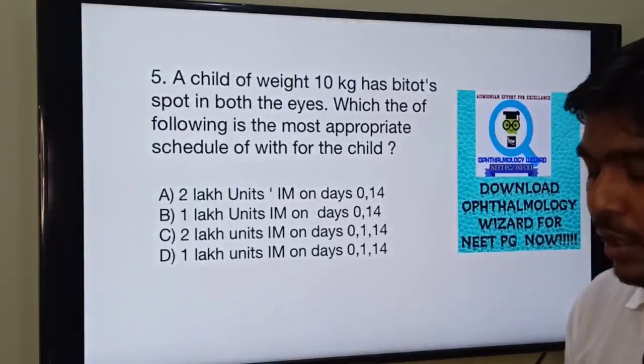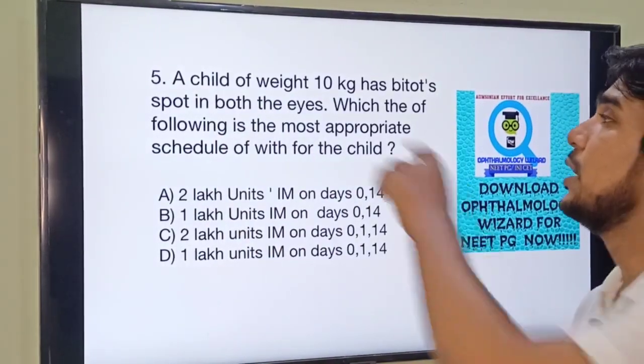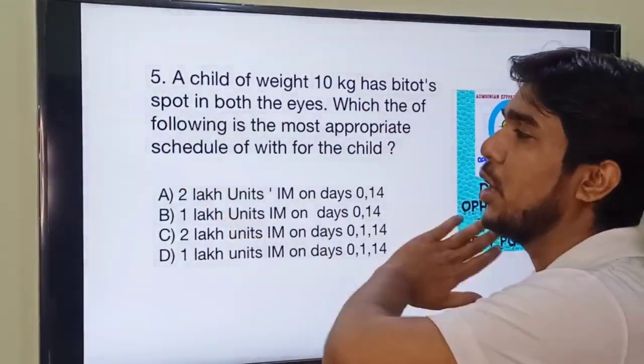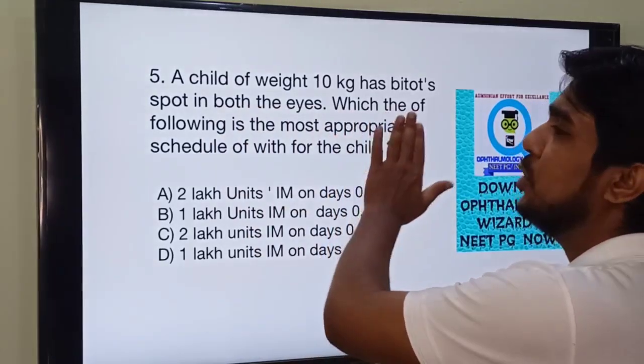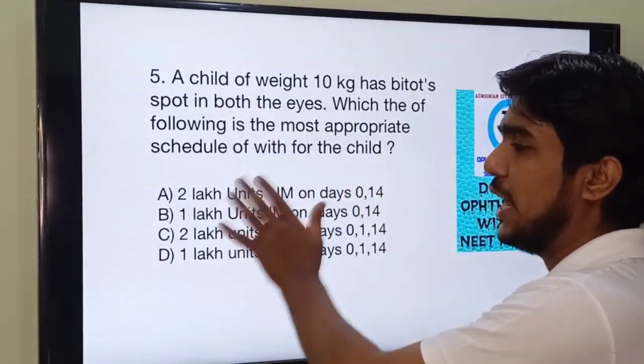Now let's come to the fifth question. A child of weight 10 kg has Bitot's spots in both eyes. Which of the following is the most appropriate schedule for the child?